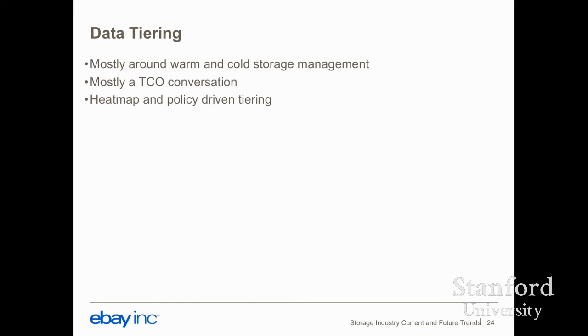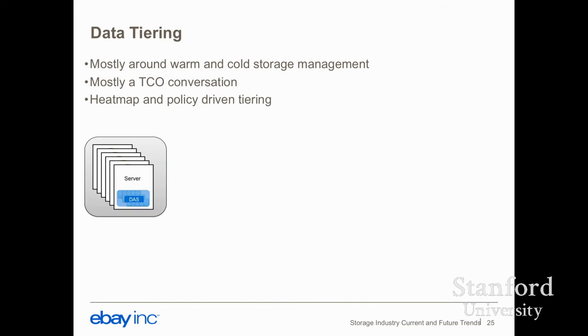So, the model that we used to have is basically individual servers with DAS, direct attached storage in each server. And that was the model that worked for us before we scaled to this size. And now we're seeing that keeping all the data on the same layer is not economical.